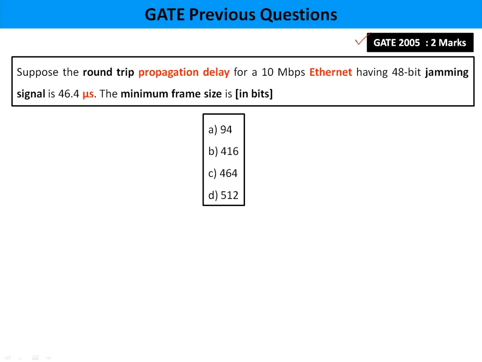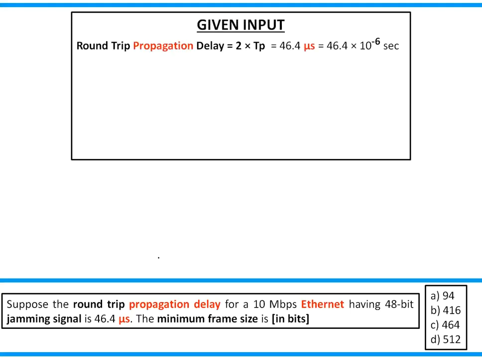This was given in GATE 2005 for 2 marks. Consider the round trip propagation delay, that means 2 TP is given, with 10 Mbps Ethernet, having a jamming signal. The minimum frame size is? This is what is given. Round trip propagation delay, that is 2 TP, is given in microseconds, I convert it into seconds. Bandwidth is given in Mbps, I convert it into bits per second.